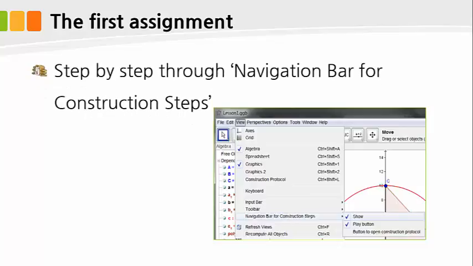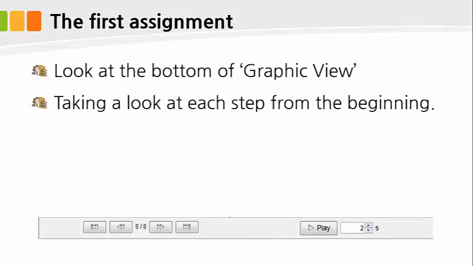GeoGebra provides a feature to take a look at the creating process step by step through the navigation bar for construction steps. Select View from the menu as described in the following picture, and click Show on the relative menu to use this feature. If the play button is used, steps will move forward automatically over a certain period. And if you look at the bottom of the graphic view, you will notice that the navigation bar in the following picture appears. It will be much easier to understand while taking a look at each step from the beginning.